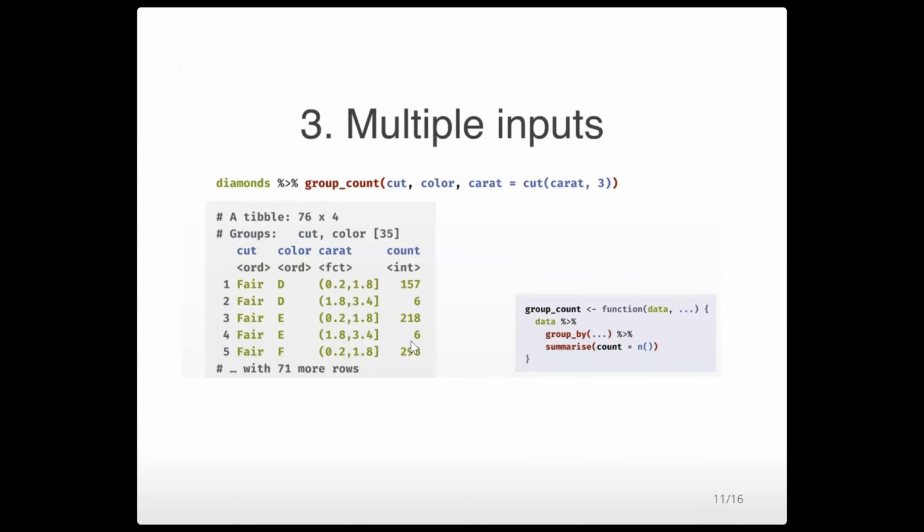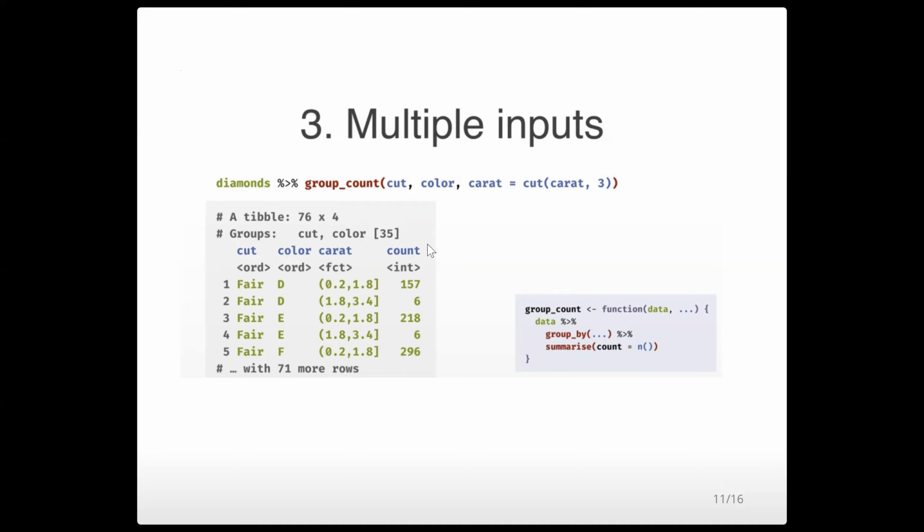And then the third benefit that we get by using this approach is that the dot dot dot argument takes any number of inputs. Infinite number of inputs. So you can use only one variable, but you can also use 2, 3, or whatever number you want. So for example, in this case, we pass 3 variables. We pass the variable cut, the variable color, and the variable carat, which we equal to cut_number(carat) in 3 pieces. So as you can see, for each of these variables that we pass to our new function group count, we get a variable in the output, cut, color, and carat, and then the count, which is what our function does.